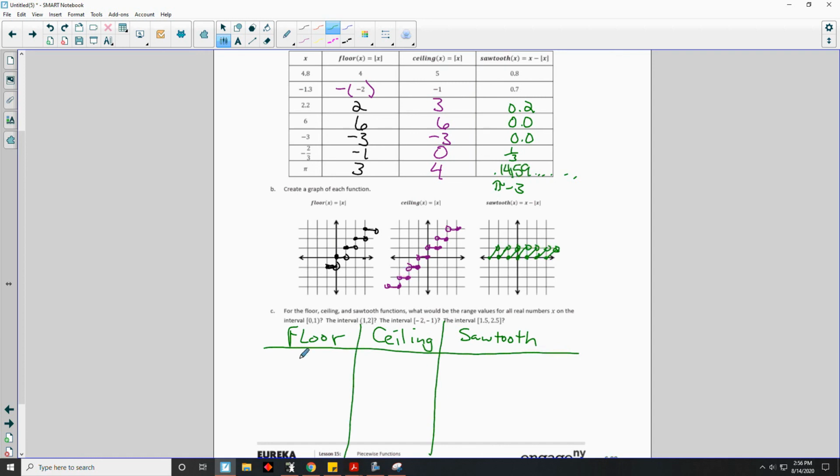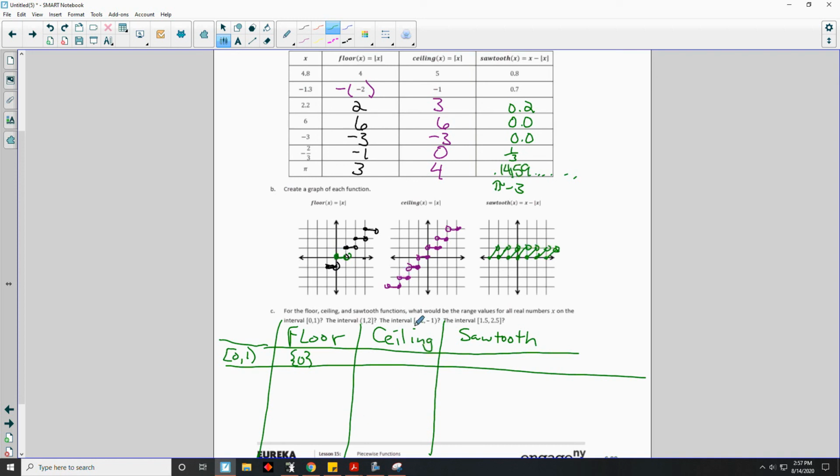Okay, and then I'm going to put the intervals over here. And if I choose the interval from 0, including 0, to 1, on this chart, so that's from here to here, not including 1, then it's asking me what would be the range. And the only value that it's covering in the y's is 0. Okay, the range is simply 0.